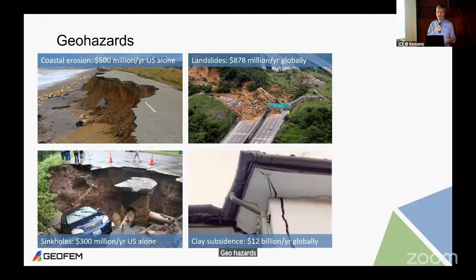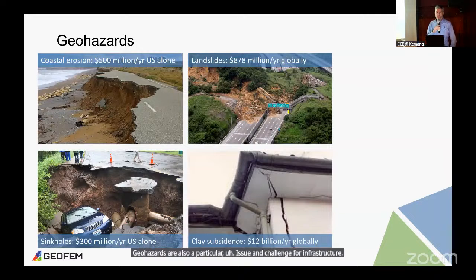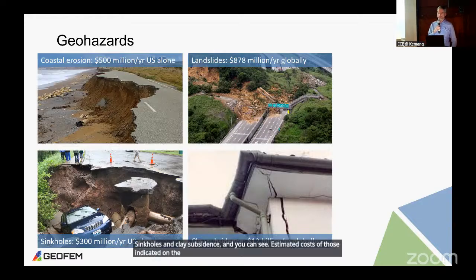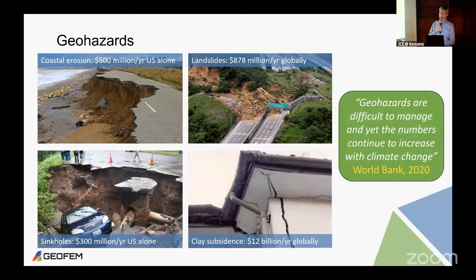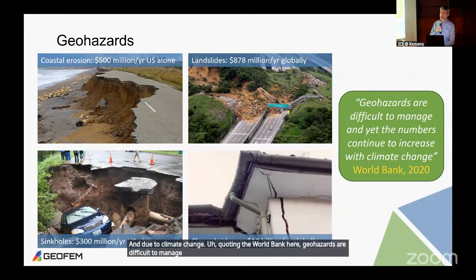Geohazards are also a particular issue and challenge for infrastructure. Geohazards include things like coastal erosion, landslides, sinkholes, and clay subsidence. And you can see estimated costs of those indicated on the diagram there. And due to climate change, quoting the World Bank here, geohazards are difficult to manage and the numbers are continuing to increase with climate change.